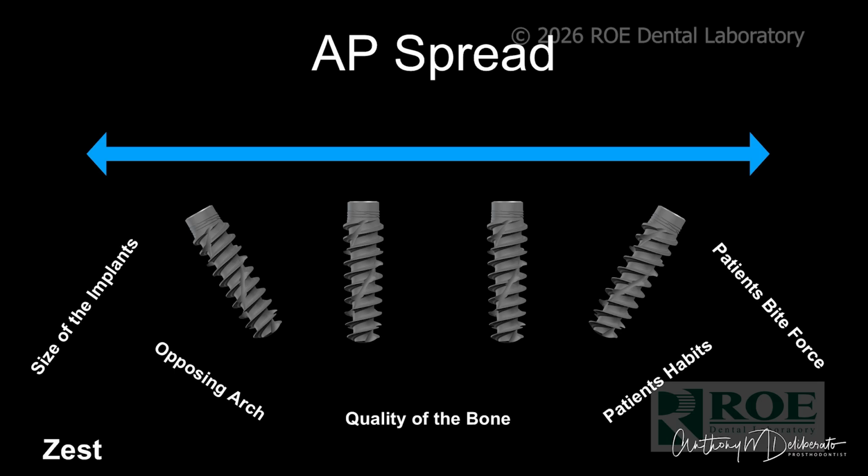That 1.5 is kind of a general rule, but it really isn't set in stone, because it has a lot to do with: do we have nice long implants? Is the opposing arch natural teeth or is it a denture? What was the quality of the bone when the implants went in? Is the patient a bruxer? So all these things could influence where we might want to cheat a little bit or where we might want to be more conservative.